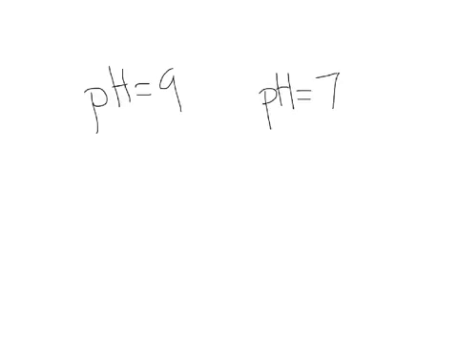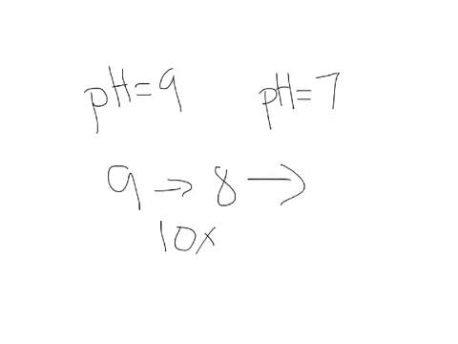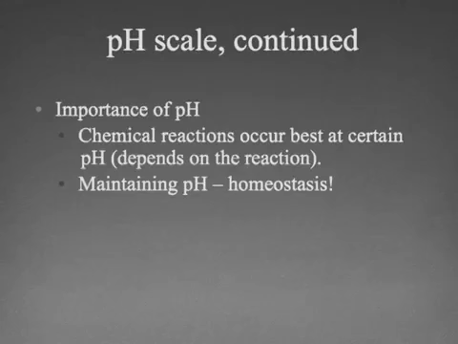So another example: if I change my solution, I start with a pH of 9 and I end up with a pH of 7. What this really means is that from 9 to 8, I have 10 times more hydrogen ions, and then from 8 to 7, I have 10 times more hydrogen ions. So 10 times 10. This means when I go from a pH of 9 to a pH of 7, I've increased the number of hydrogen ions in solution by 100 times.